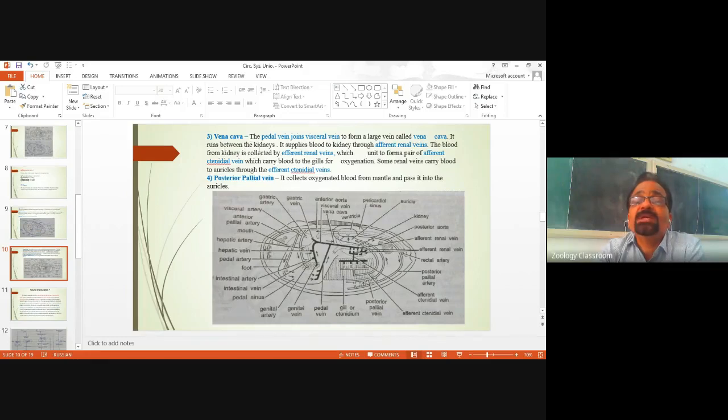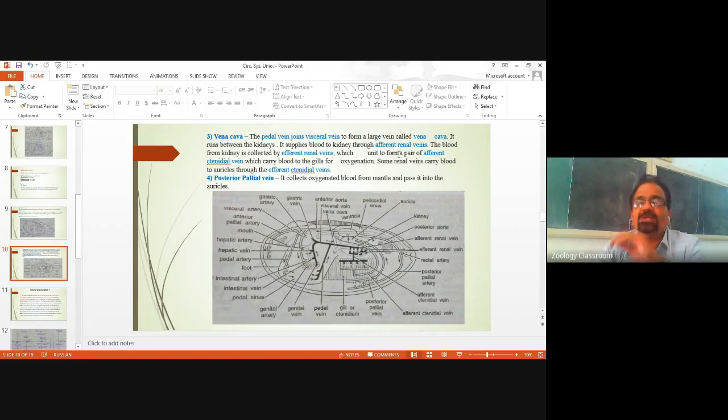It runs between the kidneys. This is the location of the kidney, these are the two lobes. It runs into the middle part of the kidney. It supplies blood to the kidney. Very important. Now see, this is the kidney and these are the afferent renal veins.